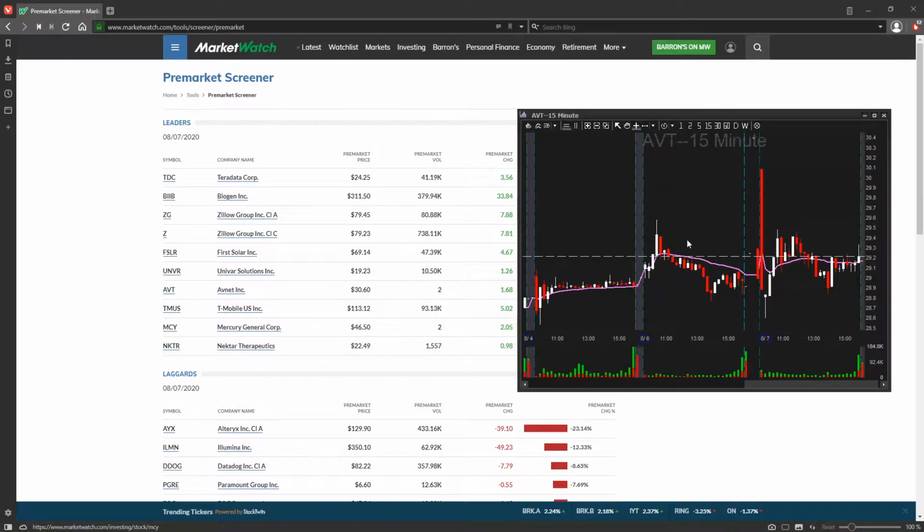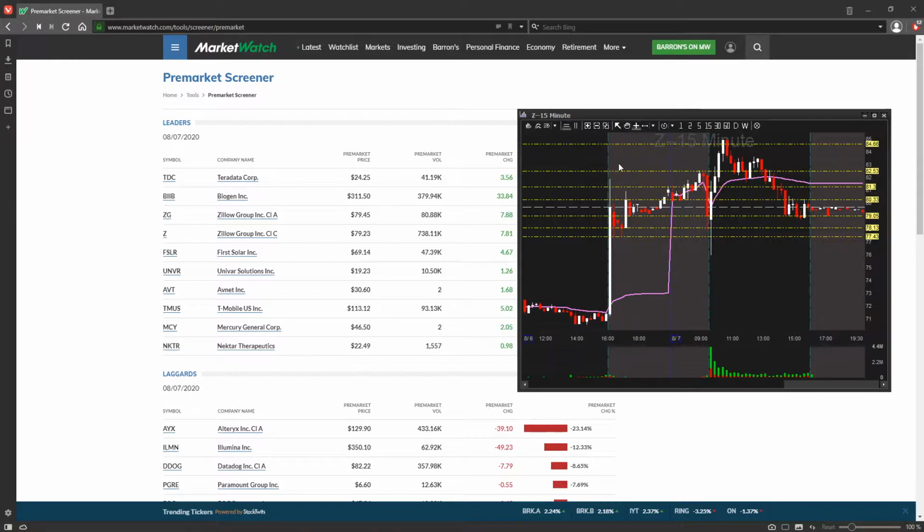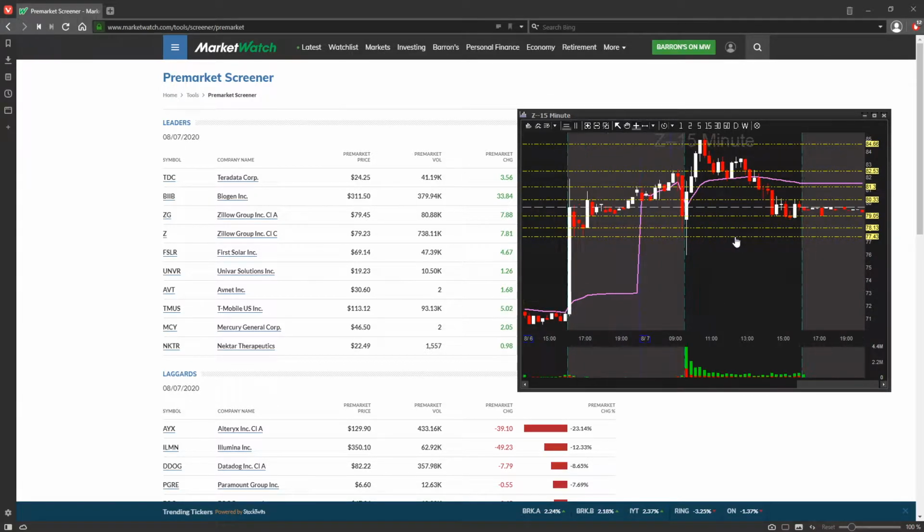But if the stock is actually moving, let's call it Z right there, it had 700 shares traded pre-market, you can see the stock just went up, pulled back, went up, pulled back, went up, pulled back. So there is demand for the stock. People are buying the stock, people are selling the stock, and this is what I want as a day trader, the stock to move up and down for me to capitalize on those moves.